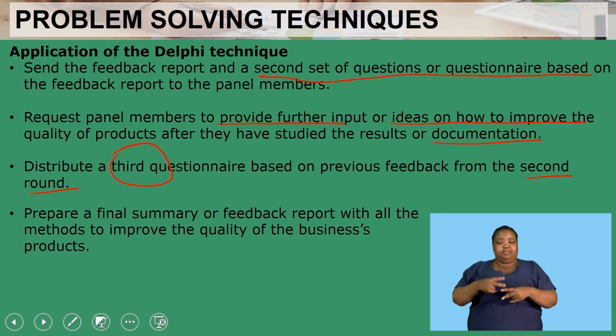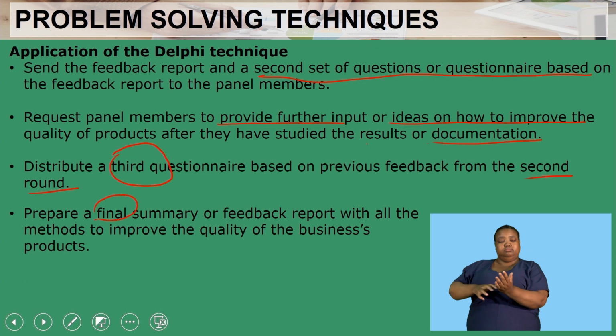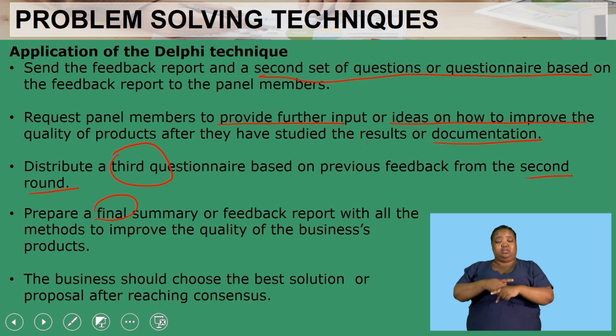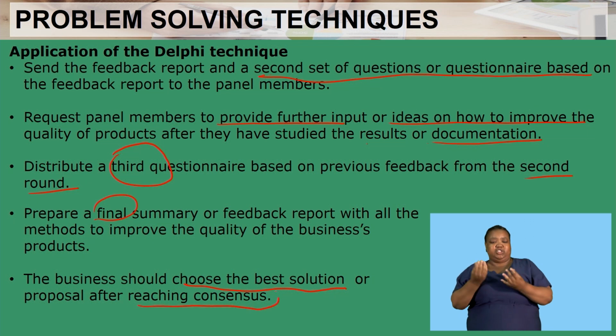And there, prepare a final summary or feedback report with all the methods to improve the quality of the business's products. The business should then choose the best solution or proposal after reaching a consensus. Right, with a consensus, it's just an agreement. So we need to choose the best solution. Remember, these were experts that were helping us.